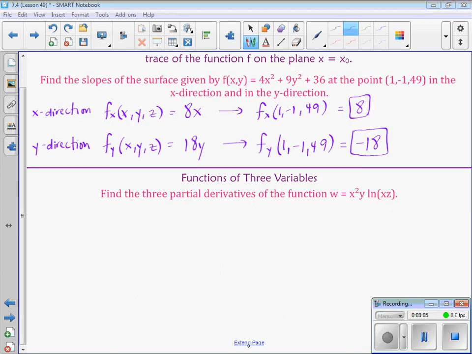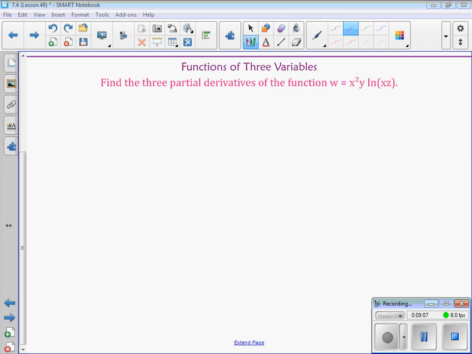Okay, so we can extend this past just the x and the y. We can do w equals x squared y, natural log x times z. So now we have our 3 independent variables here. So if it says find the 3 partial derivatives, what are the 3 partial derivatives going to be? Yeah, x, y, and z. So instead of dz dx, what will we write for the first one? Yeah, it's going to be dw dx. Okay, so we'll find this, then we'll find dw dy, and then the last one will be dw dz.